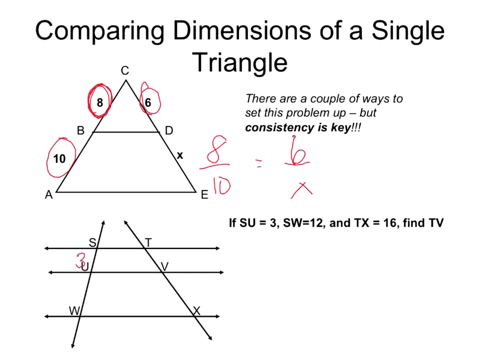Can you guys set up the proportion for the bottom for me? Let's write our numbers in. So it says S to U is 3, add it to your picture. S to W is 12. T to X is 16. And I want you to find T to V, so I'm going to put an x there. So let me give you a moment. Can you please set up your proportion?